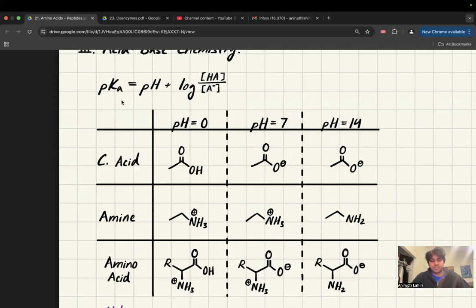At a pH of 7, we see that we have a pKa of 5, so 5 equals 7 plus the log. So minus 2 is equal to log of HA over A minus. So we clearly favor the bottom thing, the denominator, because it's negative, right?